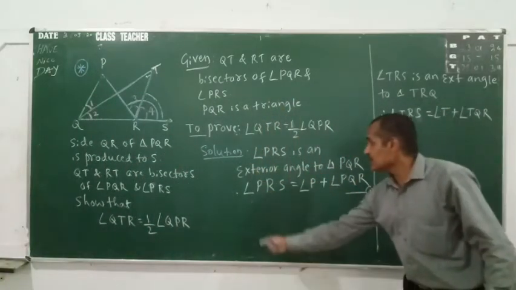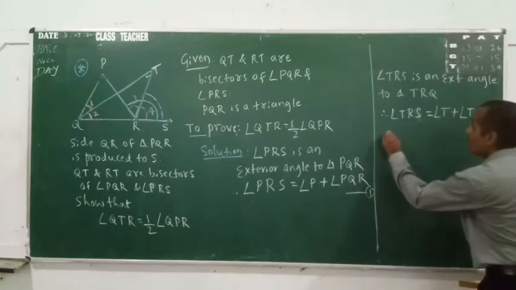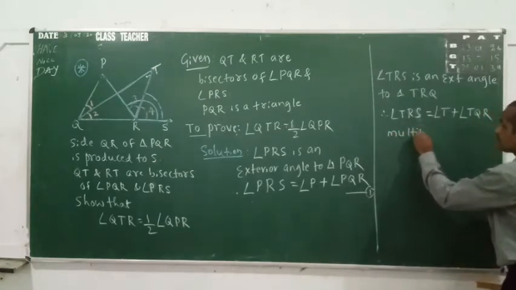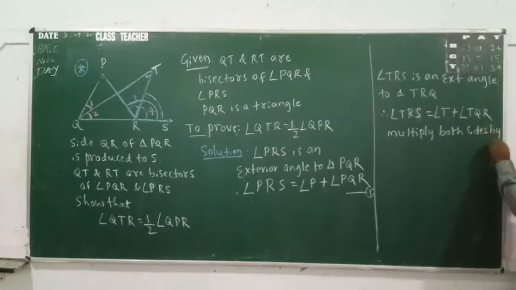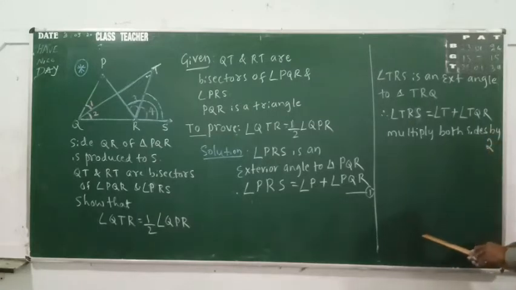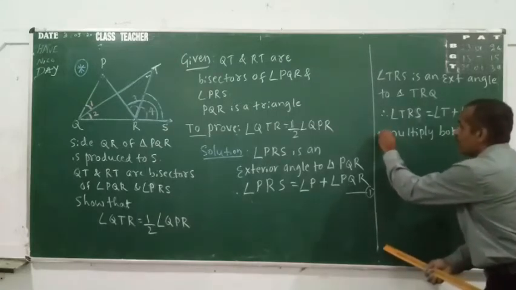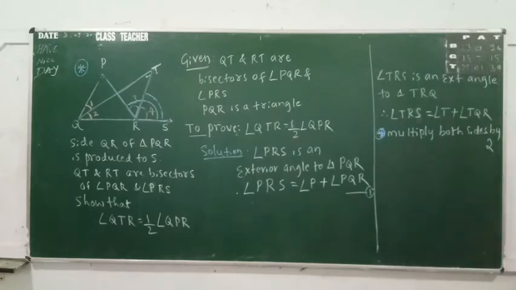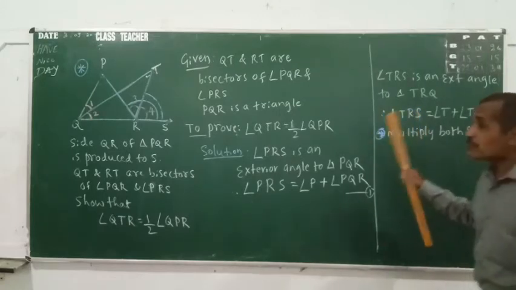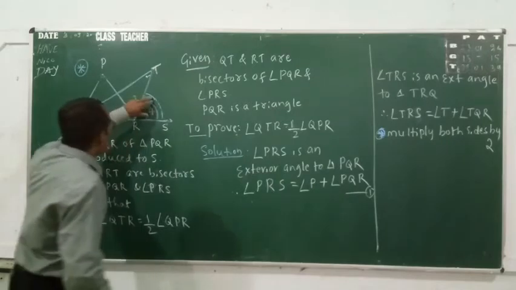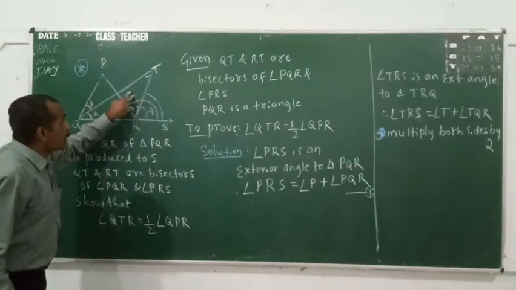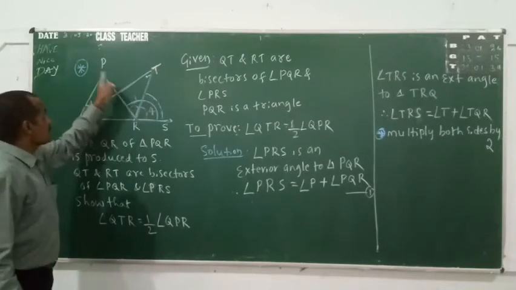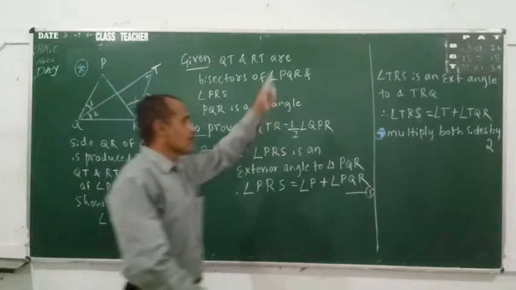If we want to cancel these two, what will I do? Multiply both sides by 2. This is a very, very important step. I will multiply both sides by 2. Why do I multiply? If I multiply TRS by 2, double TRS means I will get PRS. So that I can cancel both sides.